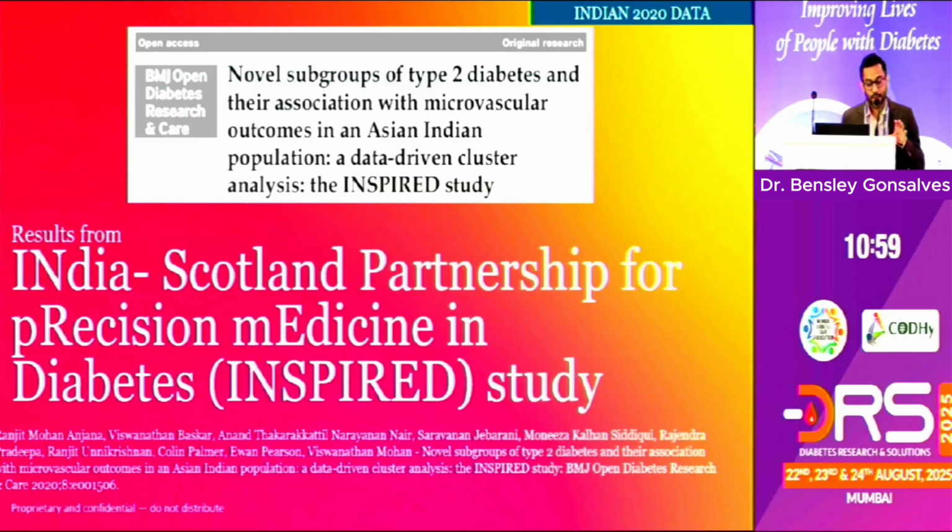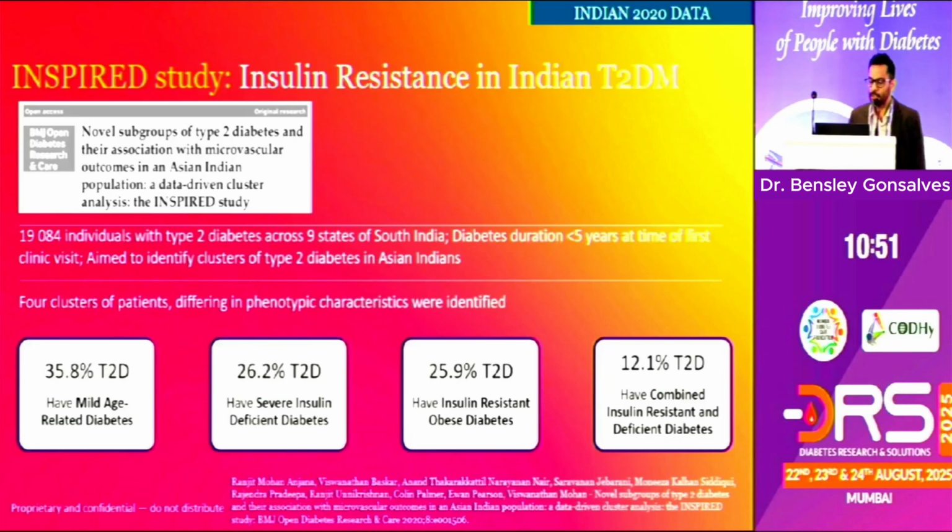Looking into it more in depth, Dr. V. Mohan has a very good study on this, the INSPIRED study, wherein almost 19,000 individuals with type 2 diabetes across 9 states of South India, with a duration of less than 5 years and who had their first clinical visits, were identified as clusters of different types of diabetes. What was seen? 35.8% of type 2 had mild age-related diabetes.